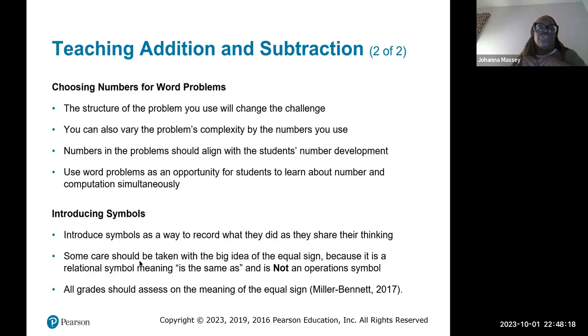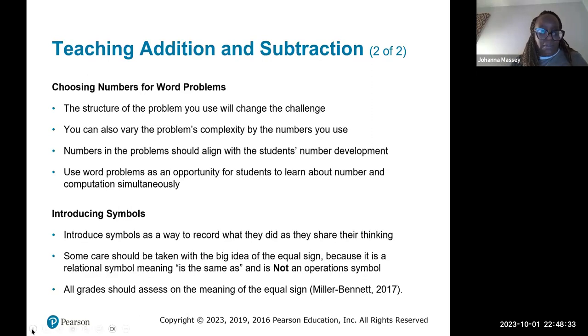Introduce symbols as ways to record what they did as they shared their thinking. So you are writing it out for them, and putting those symbols in that place.